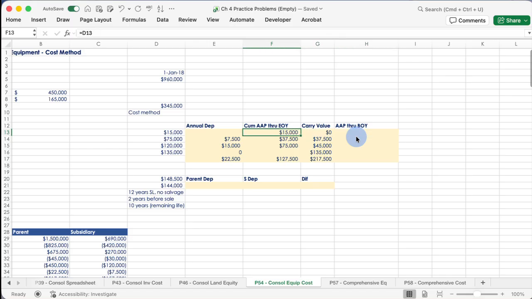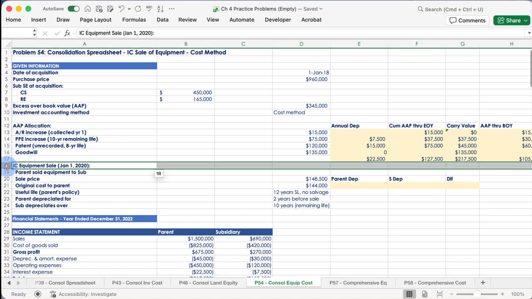So that instead of looking at 5 years, only 4 years have passed. And so that would be our annual depreciation times 4. Pull this down. We do still need this 15 to come over because it is still applicable to the cumulative AAP through the beginning of the year. And then we'll do the sum. And so we have 105,000 total for beginning of year. We will need that for our adjustment entry. So having that ready is just helpful now.